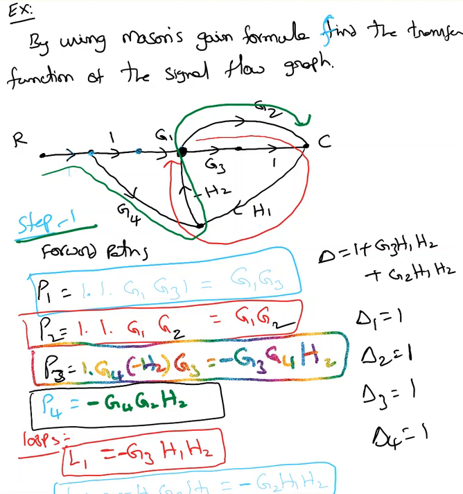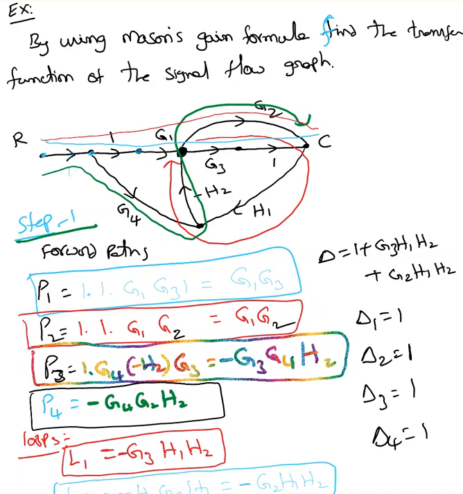So forward paths, I have P1. Forward path is nothing but starting from input reaching the output. P1 is nothing but Z1 times Z3. Okay, and P2, I have from here Z1 Z2.